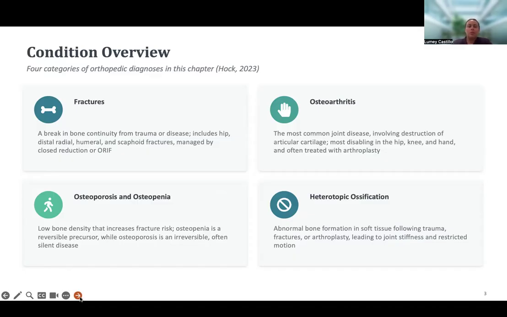The third, we have osteoporosis and osteopenia. That is low bone density that increases fracture risk. Osteopenia is a reversible precursor, while osteoporosis is an irreversible, often silent disease. The last one is heterotopic ossification. That is abnormal bone formation in soft tissue following trauma, fractures, or arthroplasty, leading to joint stiffening and restricted motion.